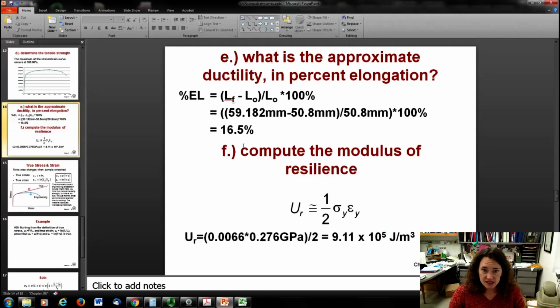Then next, it asked to compute the modulus of resistance, and the modulus of resistance was defined as 1/2 times my yield strength times my plastic strain at that yield strength. And so I got 0.0066 times 0.276 gigapascals divided by 2, which gave me 9.11 times 10 to the 5th joules per cubic meter. All right, so that's how to do it.